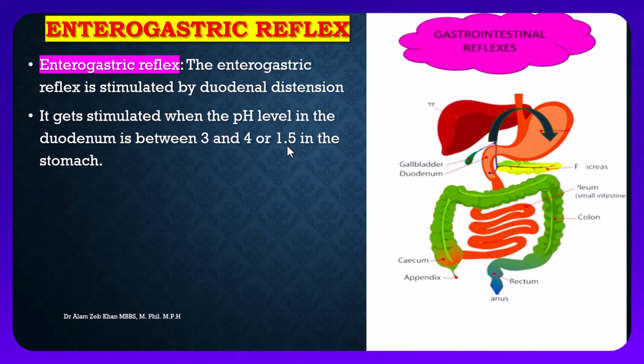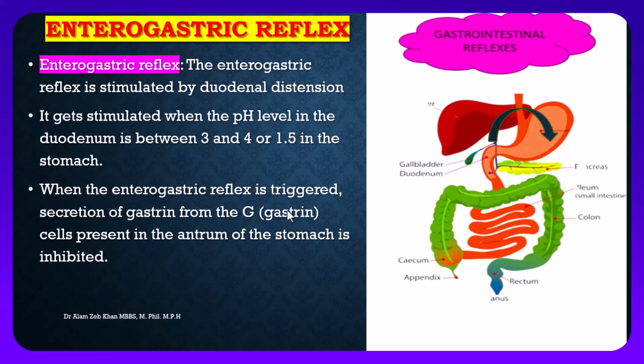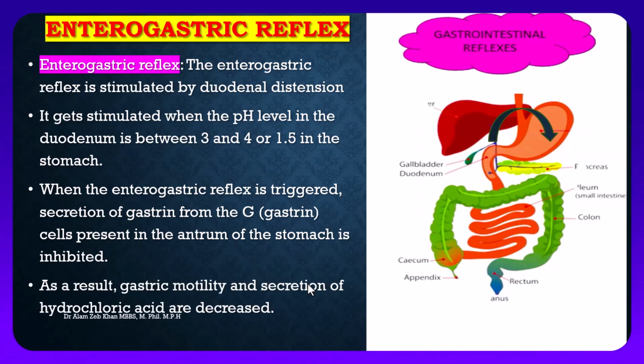This is the pH level, 3 and 4 in the duodenum or 1.5 in the stomach, at which this reflex is generated. When the enterogastric reflex is triggered, serotonin or gastrin from the gastrin cells present in the antrum of the stomach is inhibited. This retrograde impulse is inhibitory in nature. It causes inhibition of the gastric secretion by decreasing the activity of gastrin. As a result, gastric motility and secretion of hydrochloric acid decrease.